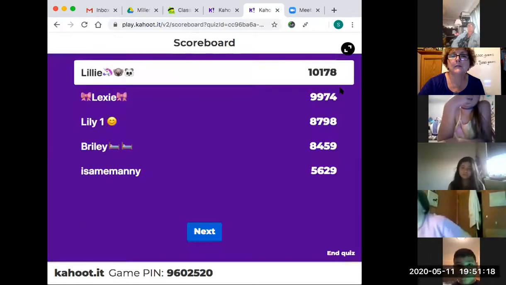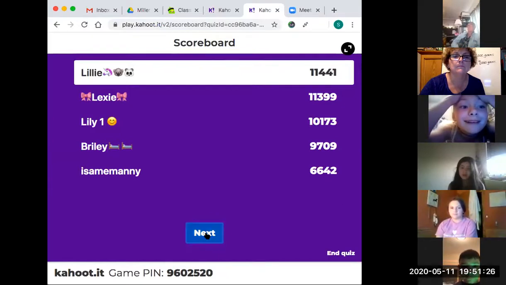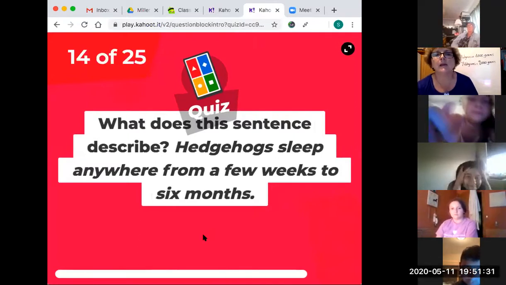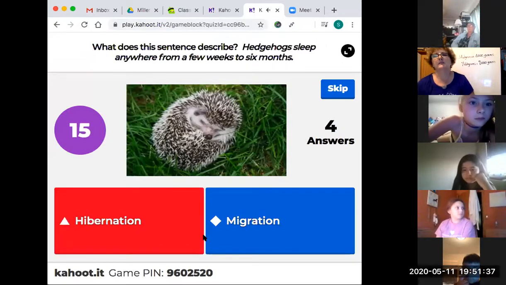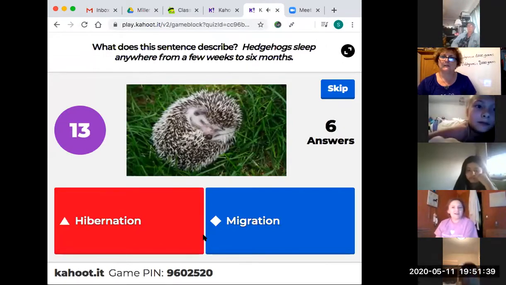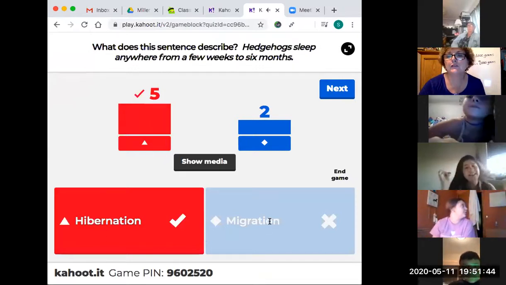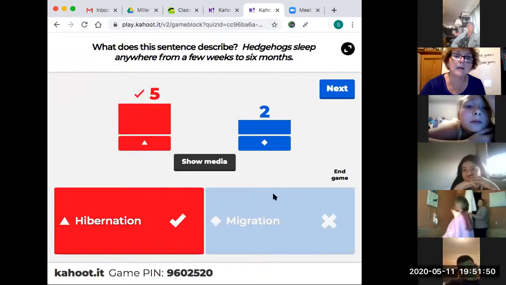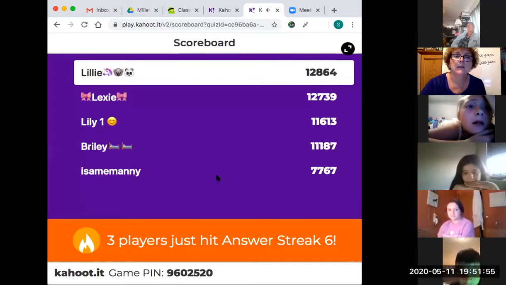It hibernates. A bat hibernates and it looks dead. All right, Lily, you have been in the lead since the very beginning. Good job. 14. What does this describe? Hedgehogs sleep anywhere from a few weeks to 6 months. Sleeping means that it hibernates. It's not migrating, it's hibernating if it's sleeping. Leaderboard did not change.